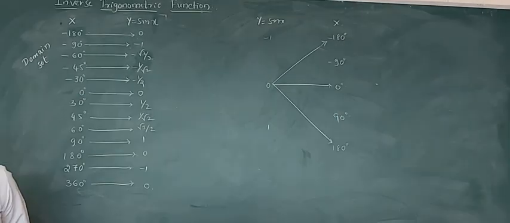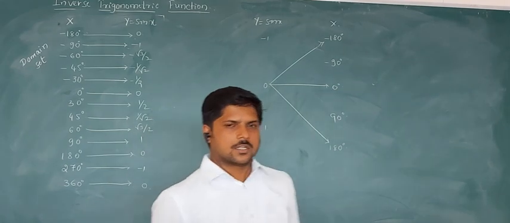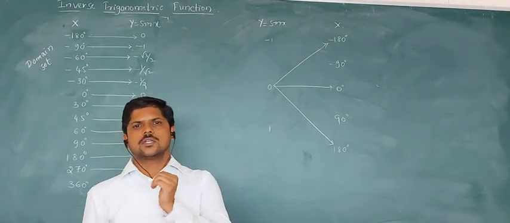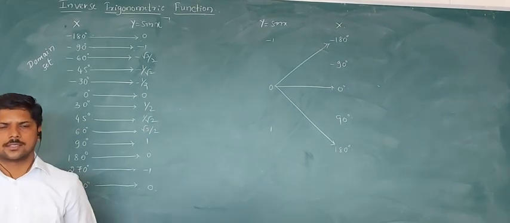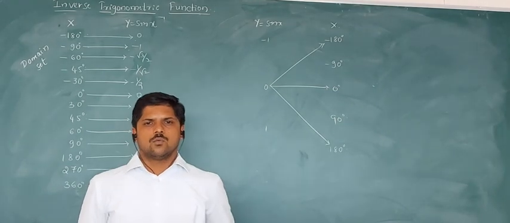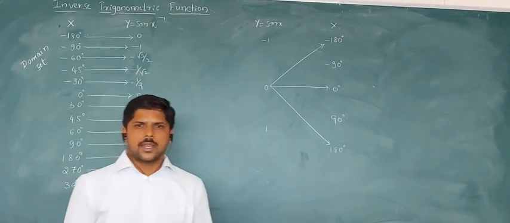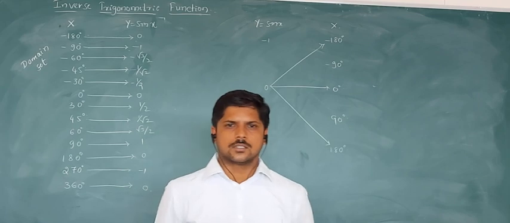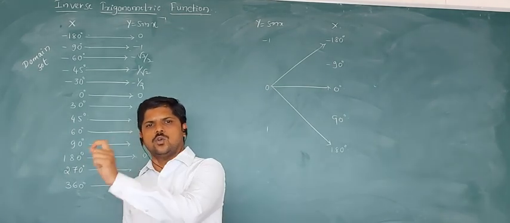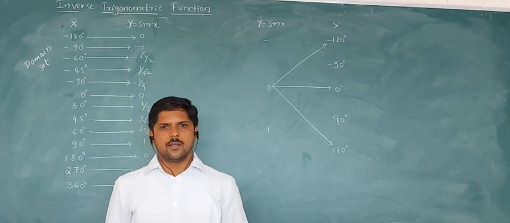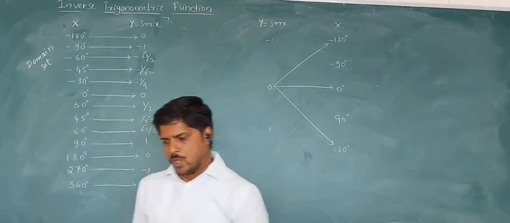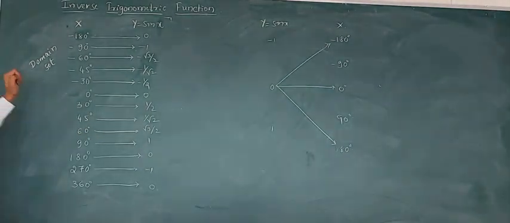So next, trigonometric functions. We know that there are 6 trigonometric ratios: sin, cos, tan, cot, sec, cosec. In that I will consider one function, that is y equal to sin x. Here sin x is a function. And also we know the sine table, from minus 360 degrees to plus 360 degrees, and the range or codomain is minus 1 to 1.